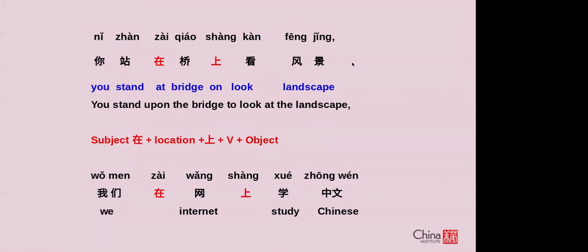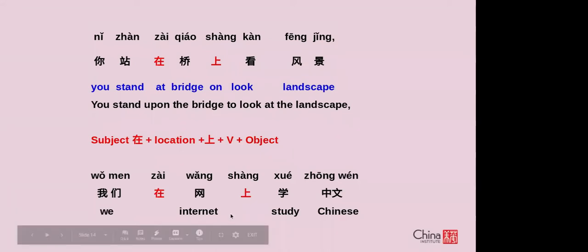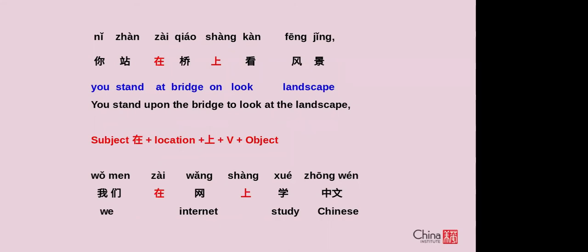你站在桥上看风景. So I took out the sentence structure. There's 在, and then there is 上. And you put the location in between, and there is a structure that we often use all the time. For example, now, as we are studying Chinese online, we can say, 我们在网上学中文.